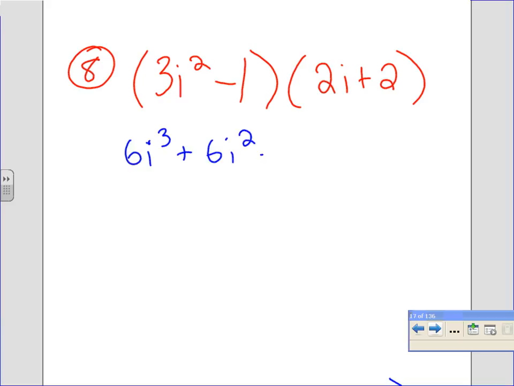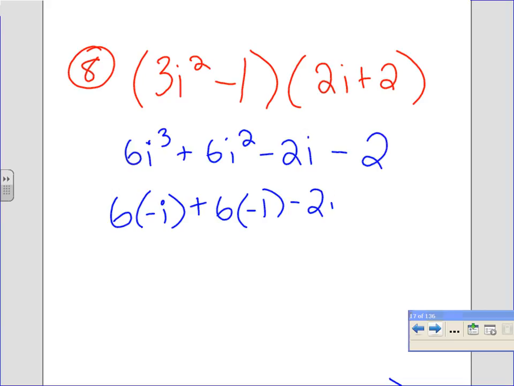Good. Awesome. Okay. Now, there's two things we can do. So, Kevin, i cubed is what? Listen to Jared. Negative i plus, Eric, i squared is? Good. So the second step after you FOIL, I think this is what Brianna was trying to tell me, is simplify your i cubed, i squareds, whatever you might have. So I'm going to rewrite this as negative 6i minus 6 minus 2i minus 2.